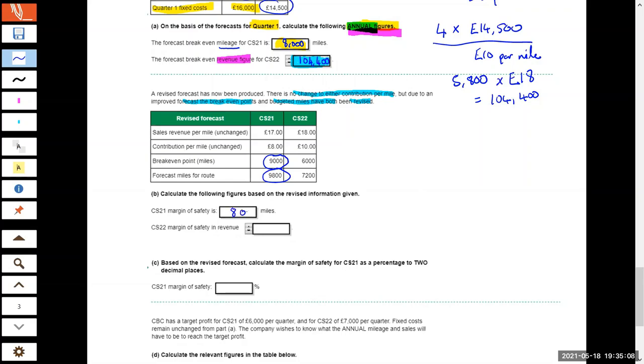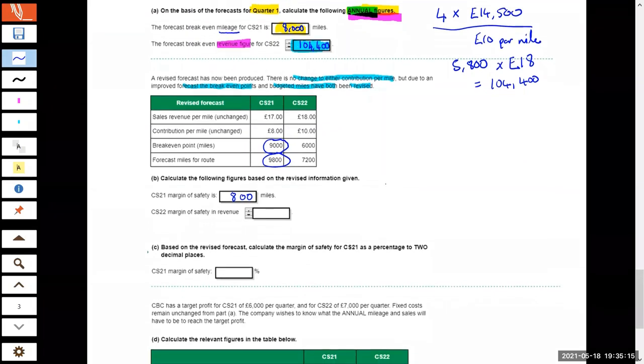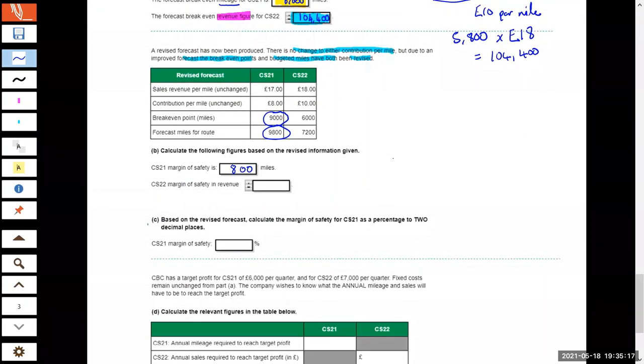So therefore, we have 800. And again, it's not asked us to do anything tricky with either annual or quarterly adjustments. Okay, so for CS22, if someone would like to submit the answer there, RTFQ. If someone would like to go there, 21,600. Yep, absolutely brilliant.